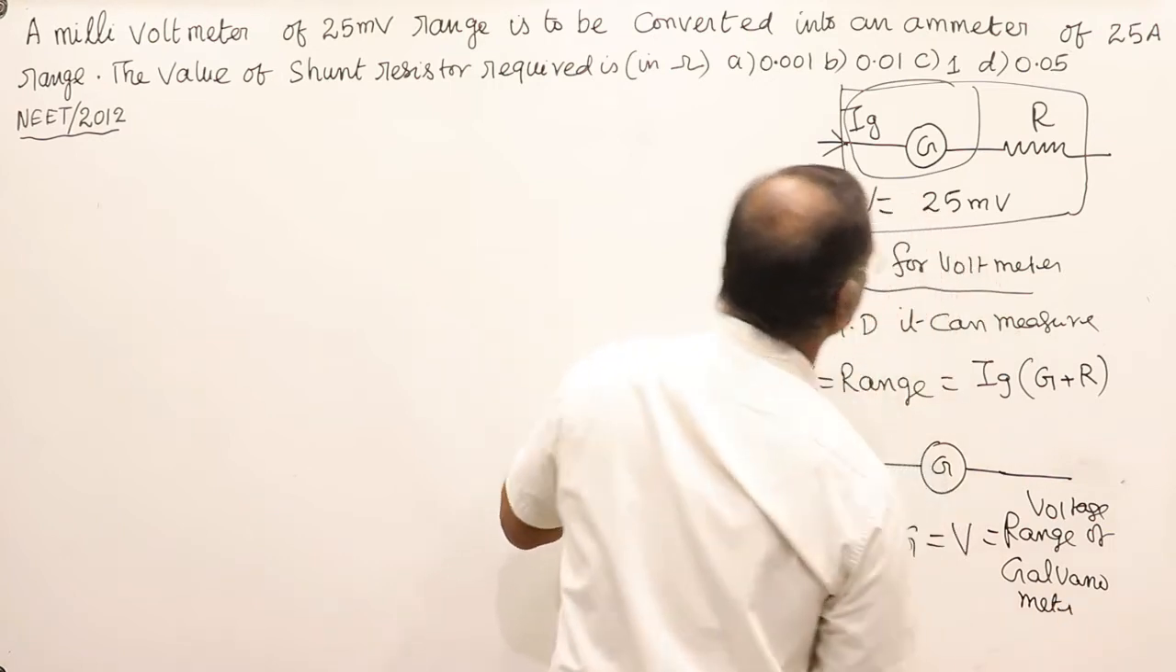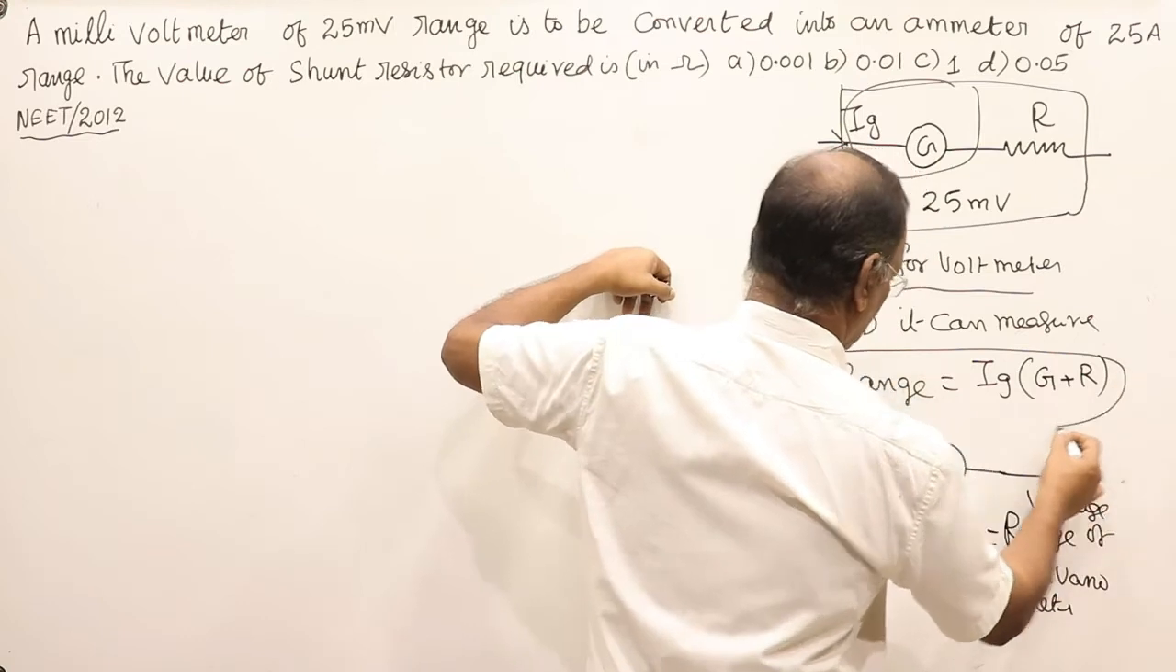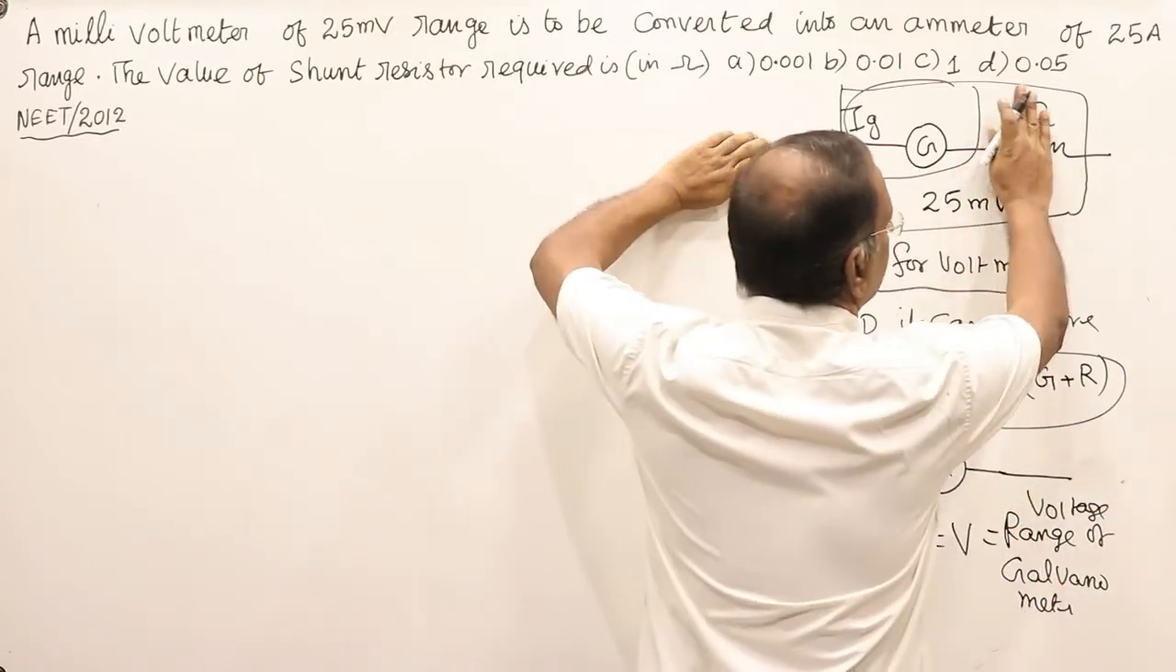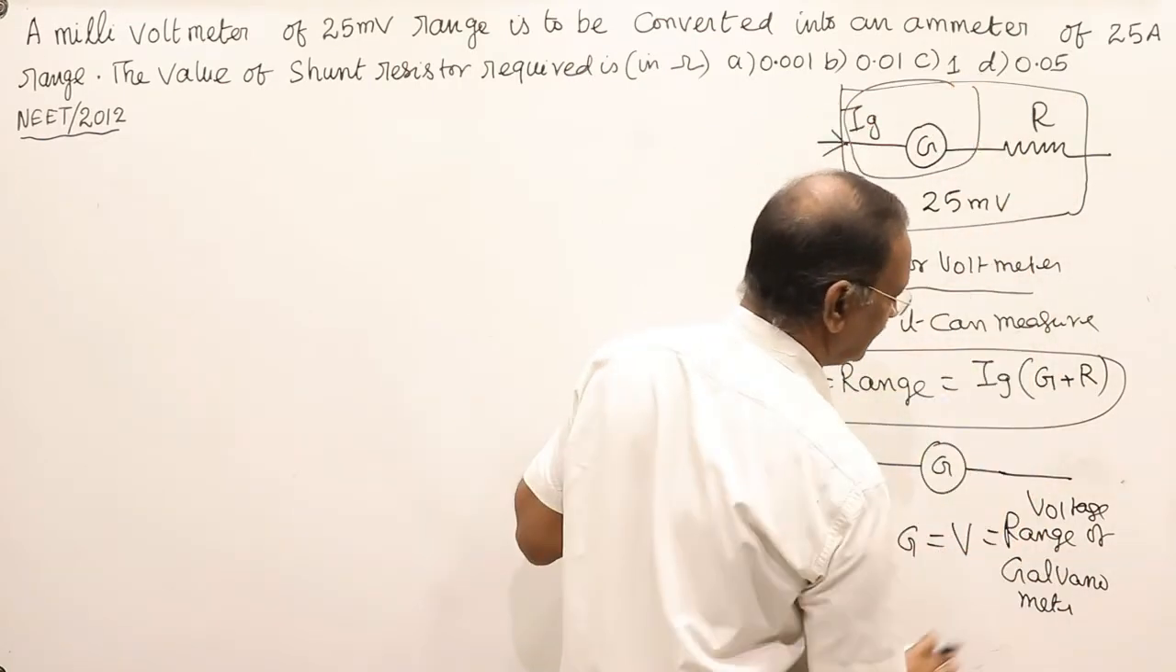See here, this is the range of the galvanometer. This is the range of the voltmeter. This is the range of the galvanometer. Because we have removed this, it became a galvanometer. For this galvanometer, this is the range.